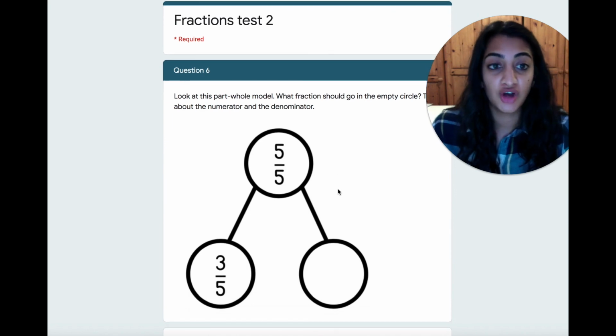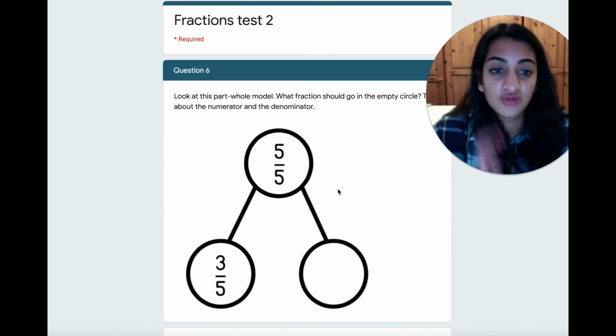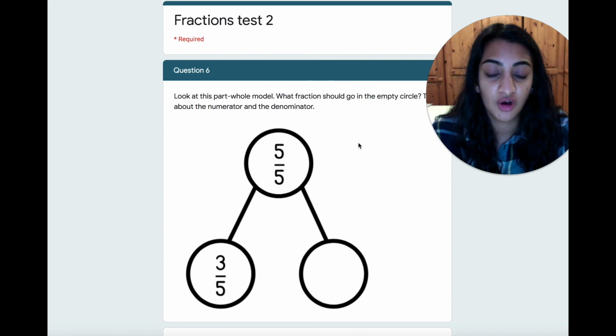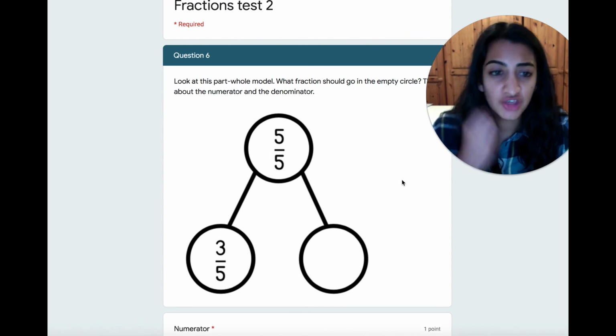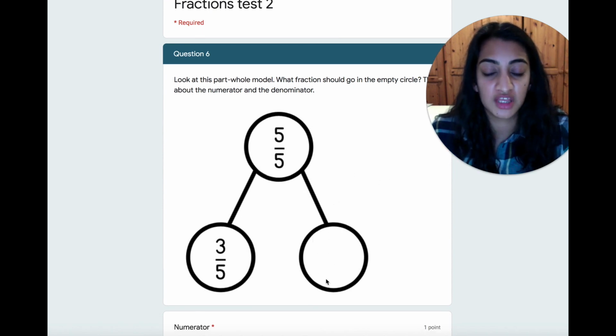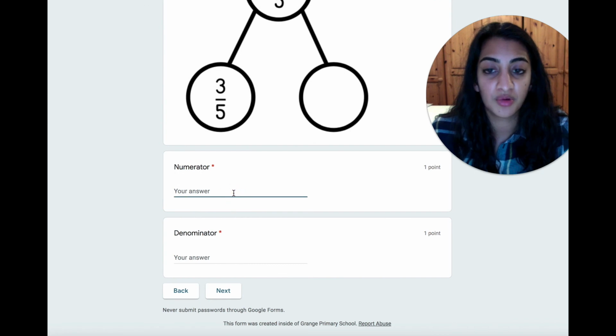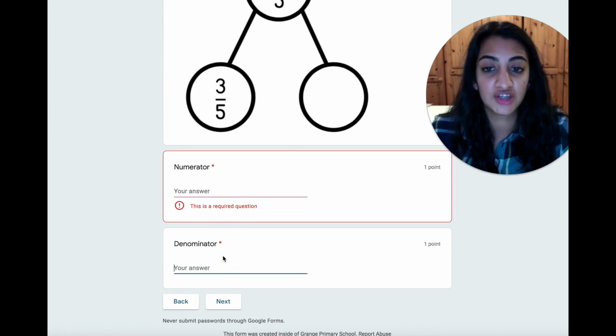Now we have some part-whole models. I showed you a part-whole model earlier. Just remember that the whole is the circle on its own and the parts are always stretching out from the whole. And you've got to think about what fraction should go in this empty circle, and there's a separate box for you to put the numerator and the denominator of the fraction.